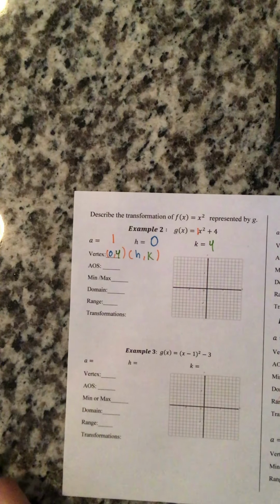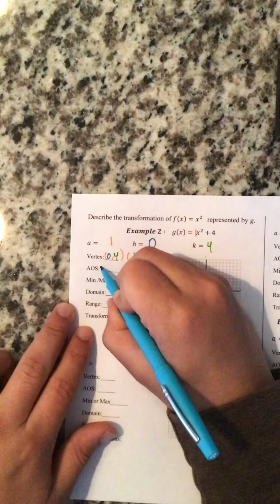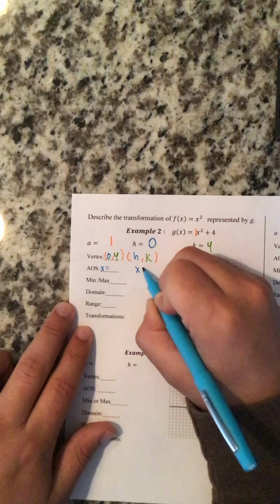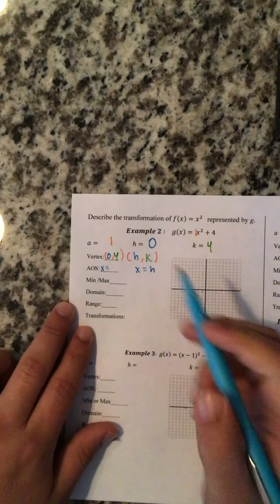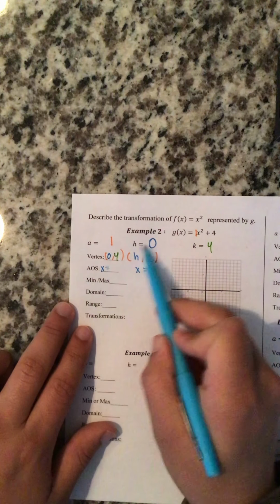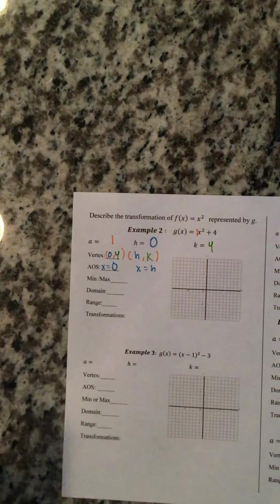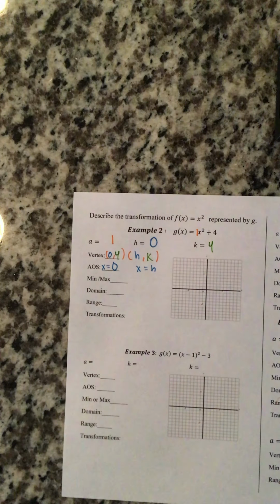And then the axis of symmetry, still just as easy, right? We start with x equals, and then instead of x equals h, I'm going to put my h. So x equals 0. And that's perfectly fine. I know it looks kind of weird right now, but that's right. It's perfectly fine.